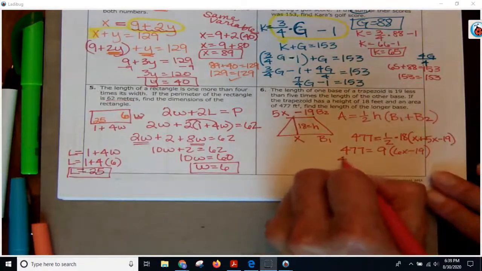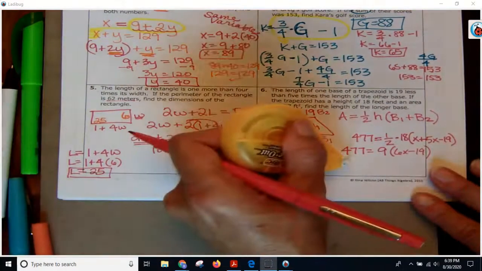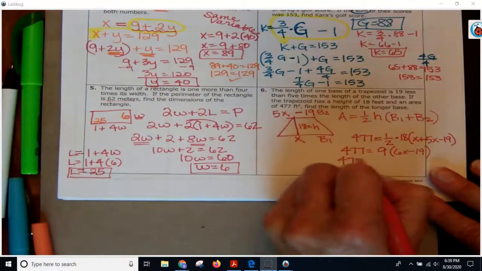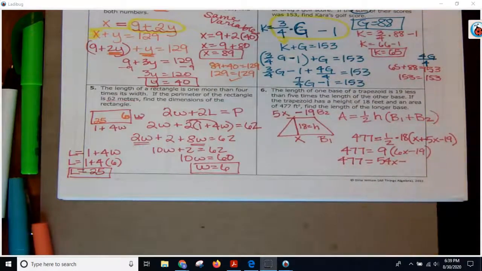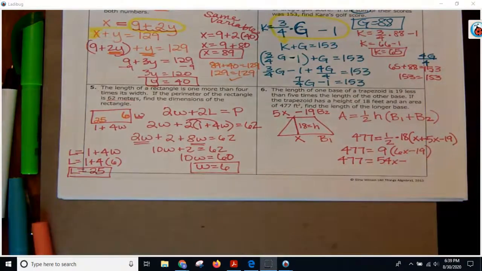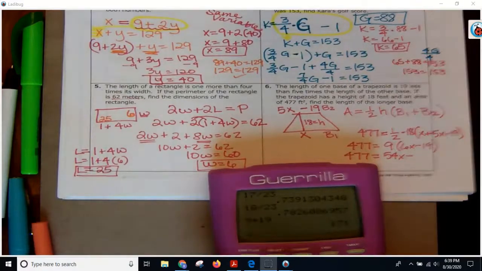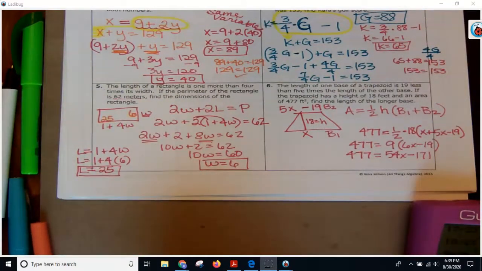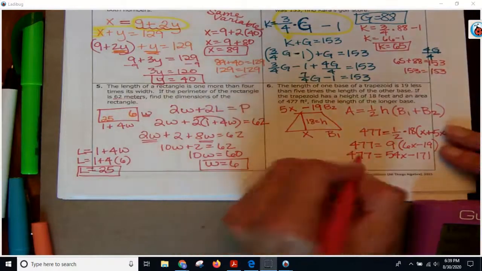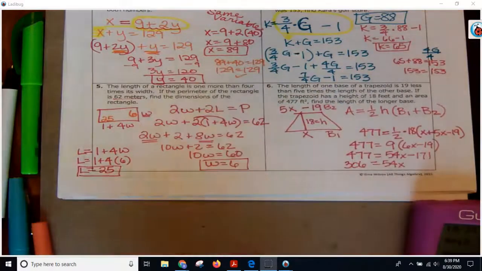Now I'm going to have to distribute that 9, or I could divide by 9. You could divide by 9 right here. Let's do that. No, let's distribute. That's how I'm teaching you, so let's go for it that way. This is going to be 54x minus 9 times 19. I don't know if I know that off the top of my head. So 9 times 19, 171. And then that minus 477 minus 171 is going to give me 306. And then 306 divided by 54.